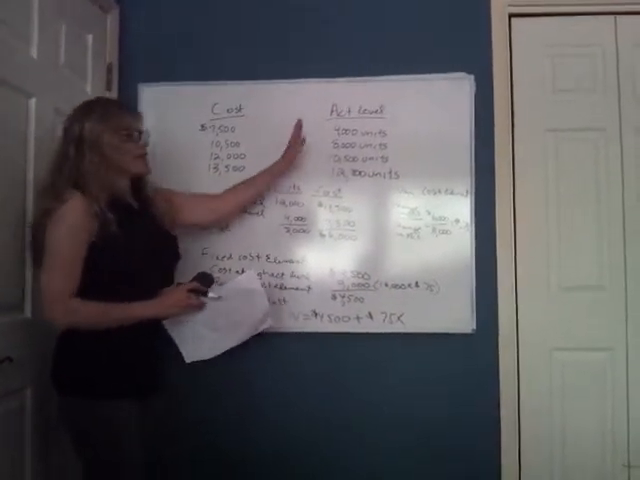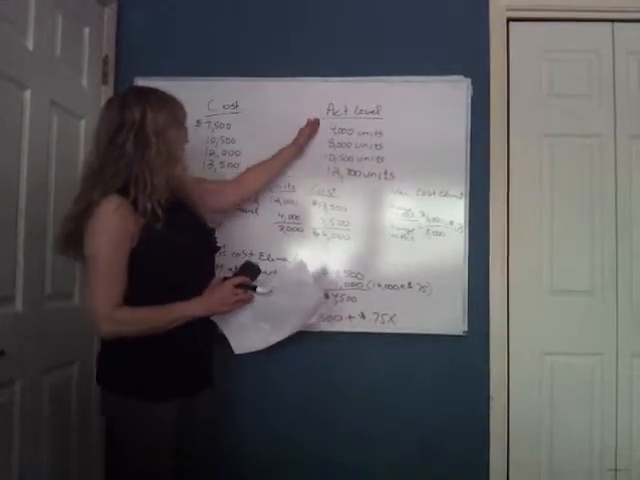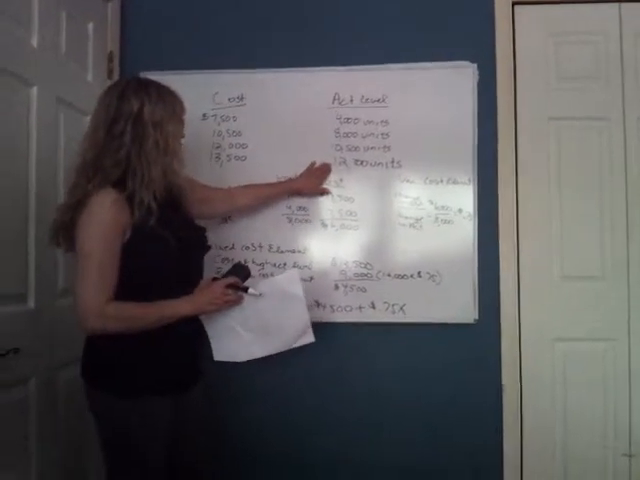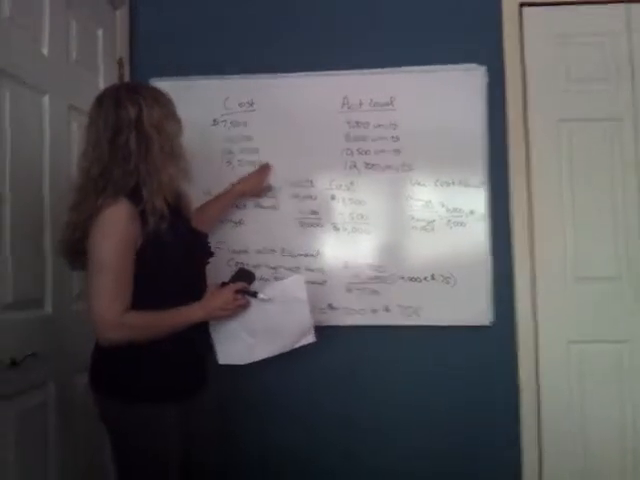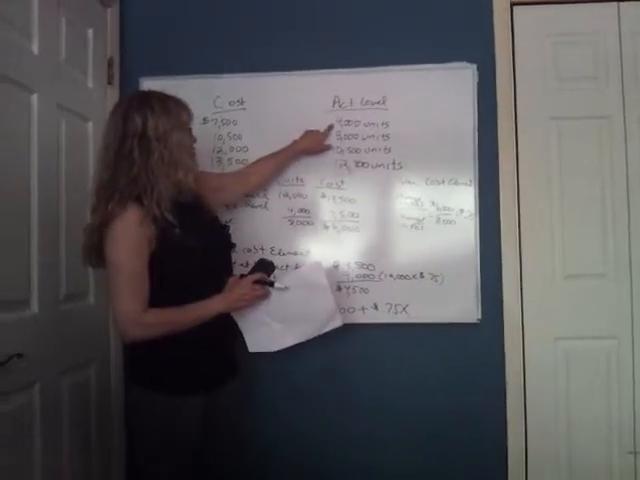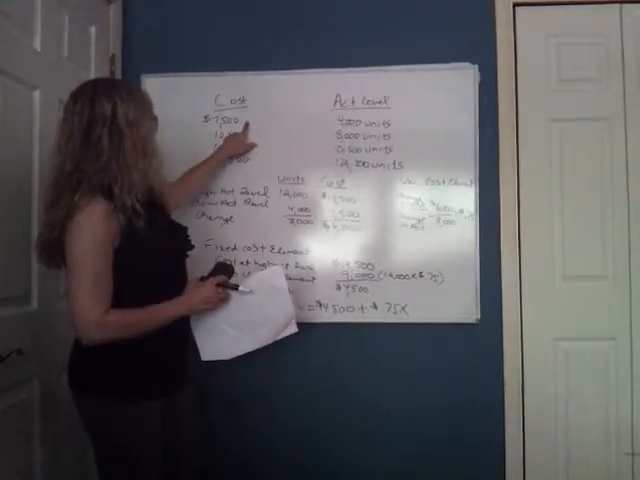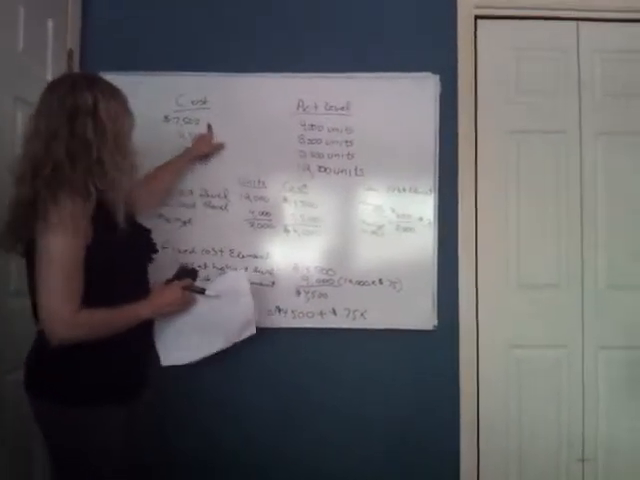So what you look at is your highest activity level. Our highest activity level is 12,000 units. Our cost at that activity level is 13,500. Our lowest activity level is 4,000 units. Our cost at that activity level is 7,500.